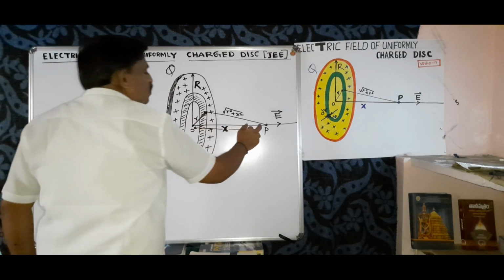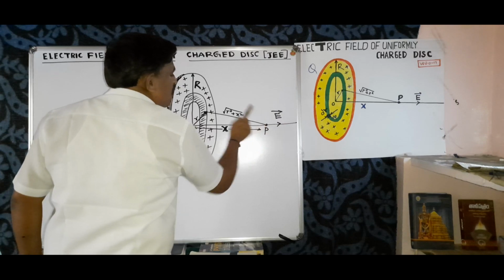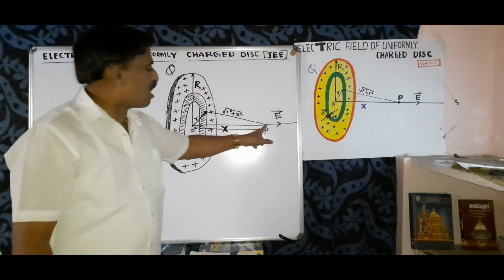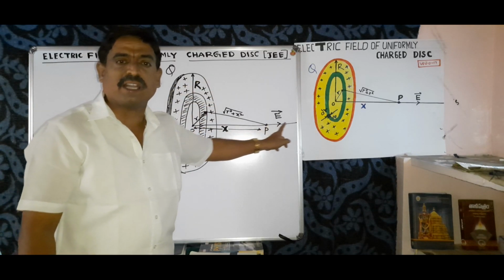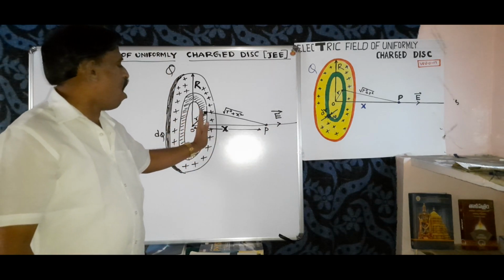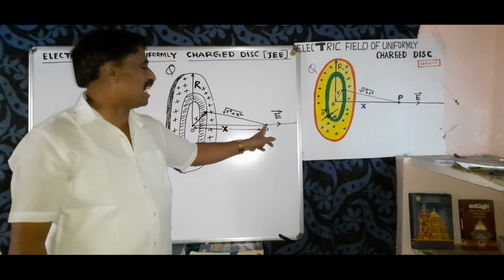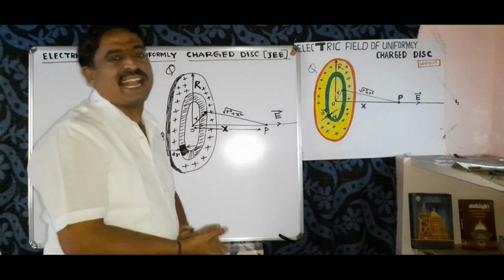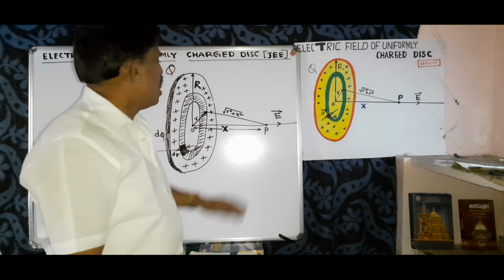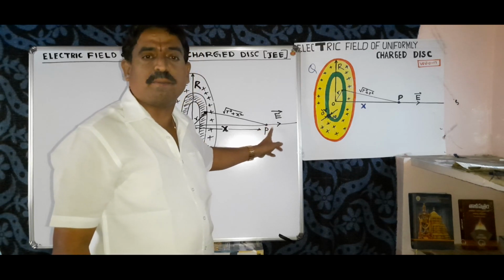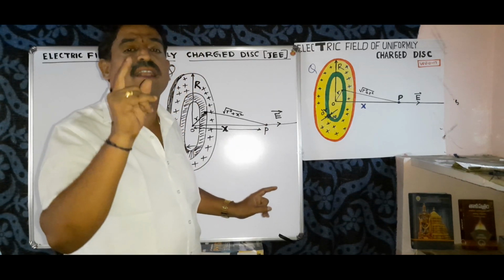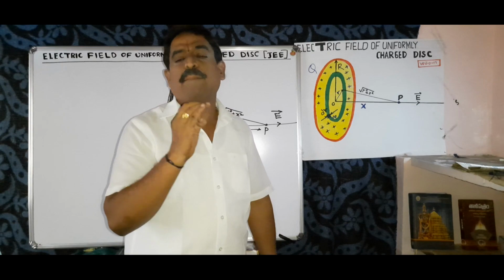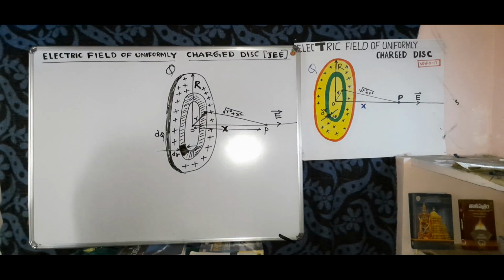Due to this ring, some amount of electric field is produced at the observation point, which is on the axis of the disk. Similarly, all rings are producing electric field at the observation point. By adding all those electric fields, by integrating them, we get the total electric field at the observation point P, which is on the axis of the circular disk. This axis is perpendicular to the plane of the charged disk.